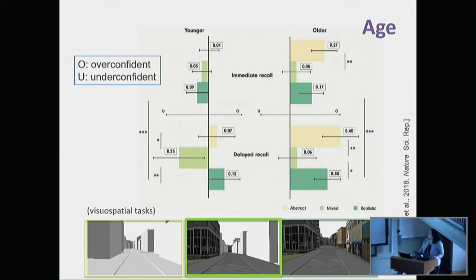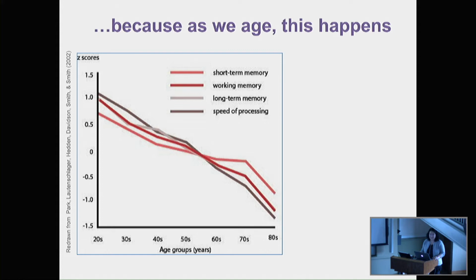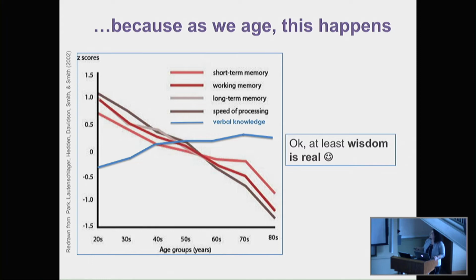So the key message, however, is that there are individual and group differences, and as we age, this is what happens. On the one hand, this graph is entertaining, on the other hand, it's depressing. Around your 20s, it starts going down: short-term memory, working memory, long-term memory, speed of processing. One piece of good news is experience-based verbal knowledge. So I tell students to listen to their supervisors.